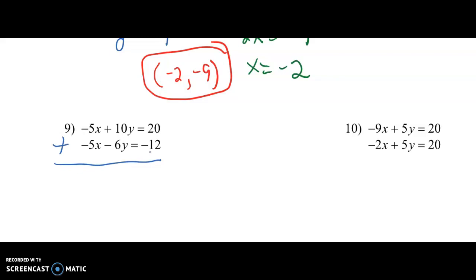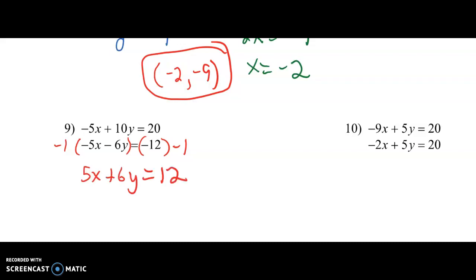So there's a situation where we're going to need to manipulate or change one of these equations slightly so that one of those variables is going to drop out to 0. So inspecting closely, we're going to see that it would be easiest for us to get rid of the x's, by changing one of those negative 5x's to a positive 5x. That can be done by multiplying that entire second equation by negative 1. All right, so that second equation now looks like this. 5x plus 6y equals a positive 12.